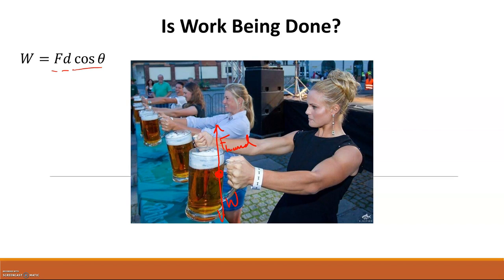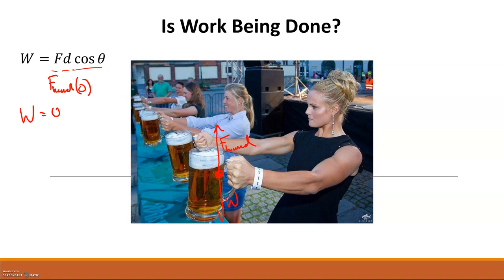So are we doing work with the force of our hand, F hand? What is the displacement of the mug? Well, it's not moving anywhere, so the displacement must be 0. The cosine of the angle between them doesn't matter because this whole thing is 0. So for an object that's just being held stationary, not moving up or down, the work done is 0.